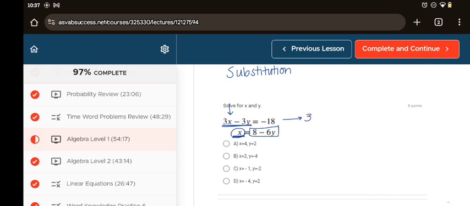Okay, so I'm going to rewrite this equation. 3 times x, I replace it with 8 minus 6y, minus 3y equals negative 18. So this is like if I did this, like that, but it just looks neater.